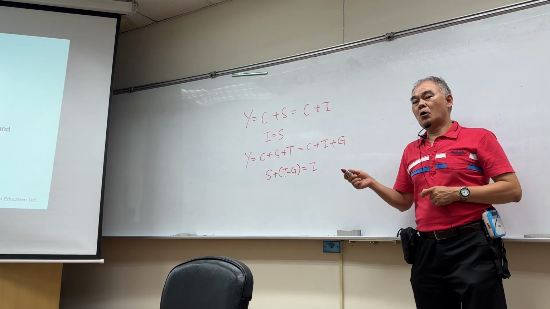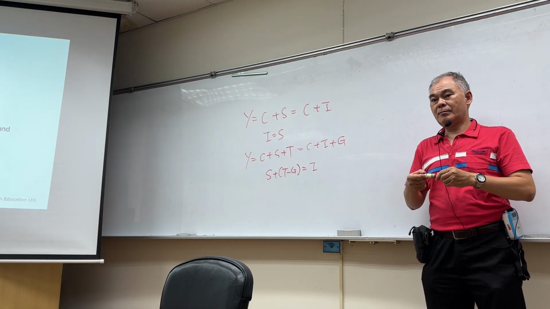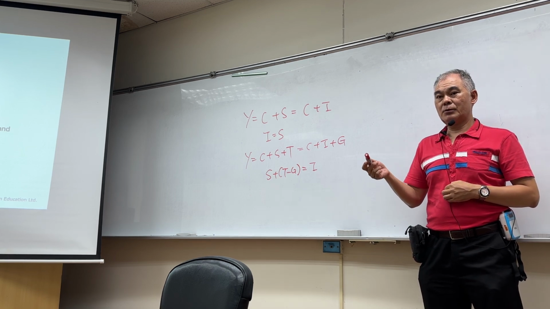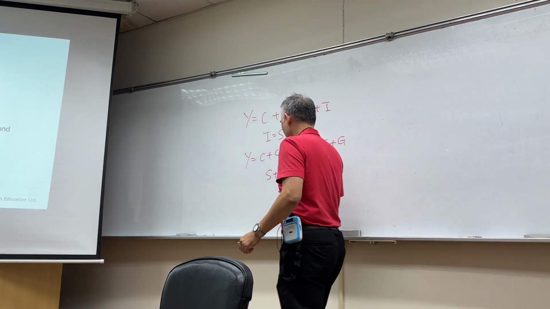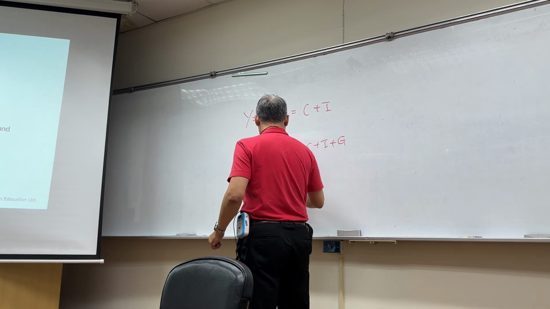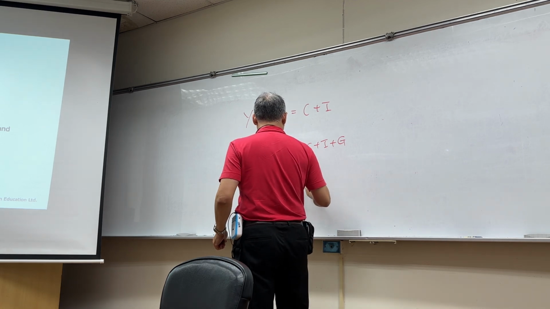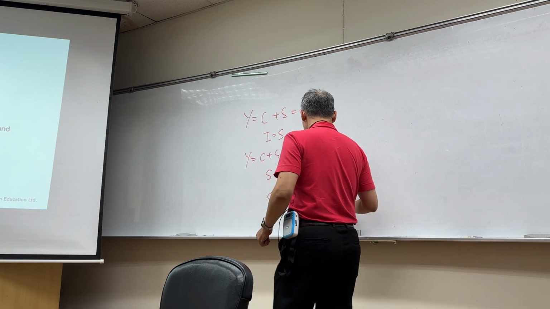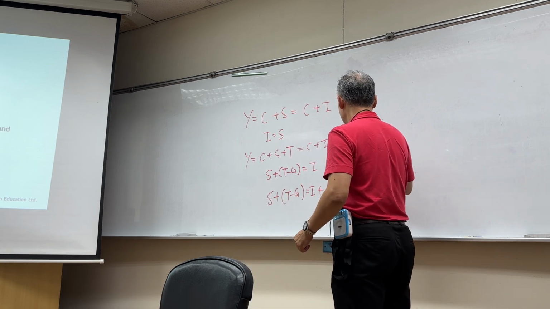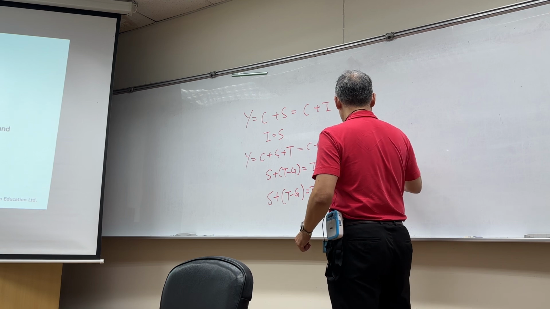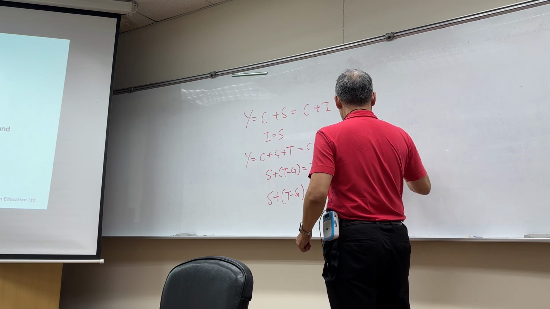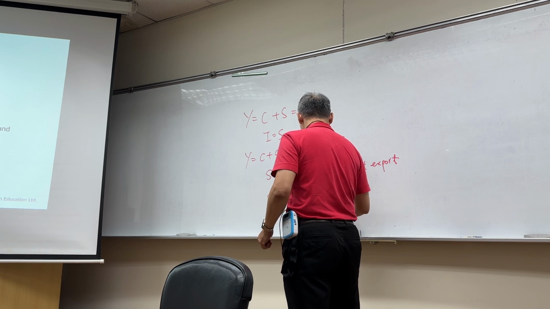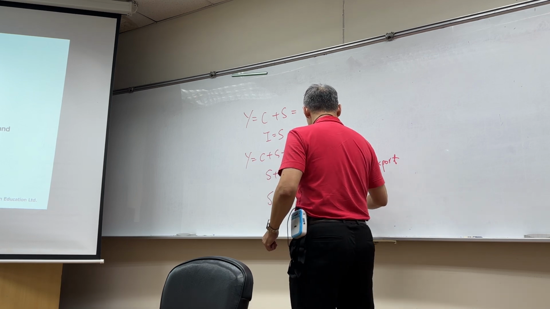And we further added open economy. Open economy means that the country engages in international trade with other countries. So what we have is S plus T minus G equal to I plus X minus M, right? And this one, okay, is called net export. And this one is export, and this one is import.